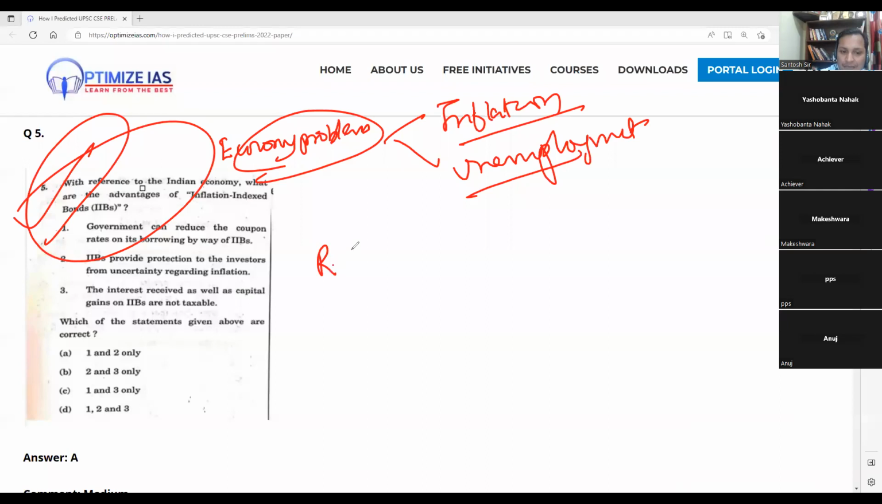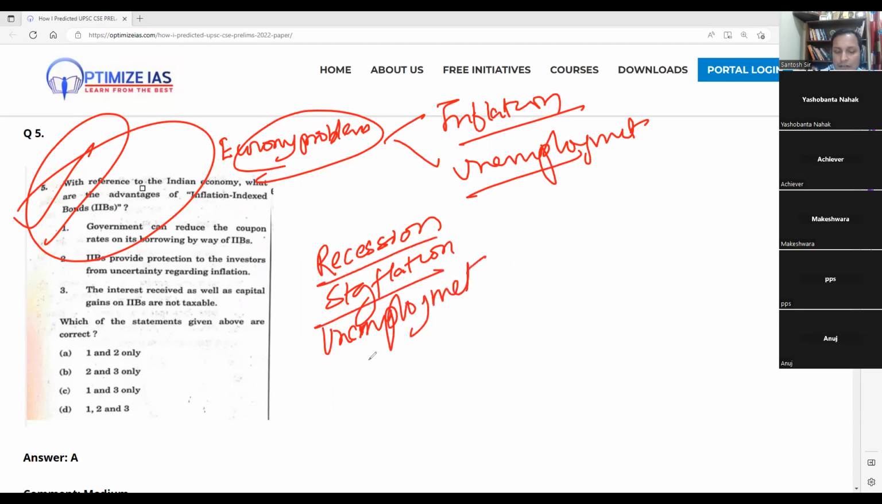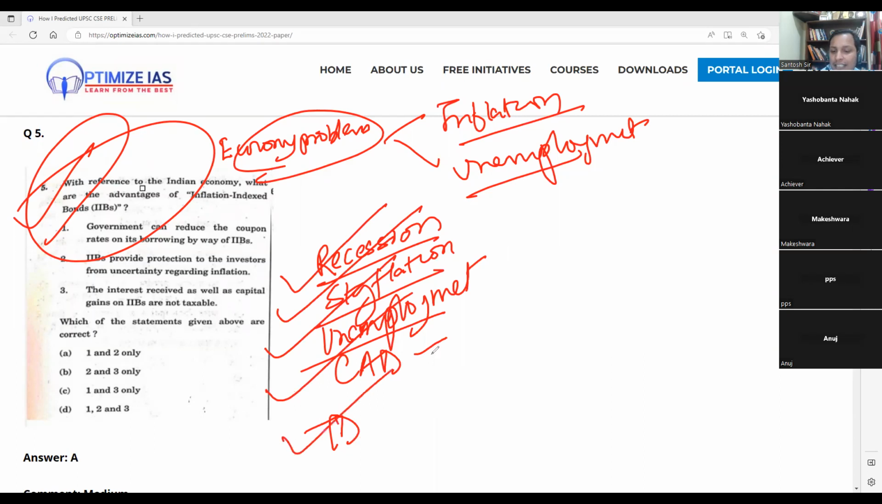Please note down. Recession, stagflation. Then guys, anyone quickly? Unemployment. Please contribute, guys. What are the problems? Current account deficit. Inflation, obviously, is a problem. Other than inflation, what can they focus on this year? Recession, stagflation, unemployment, current account deficit, trade deficit, foreign exchange reserves, dipping of foreign exchange reserves.